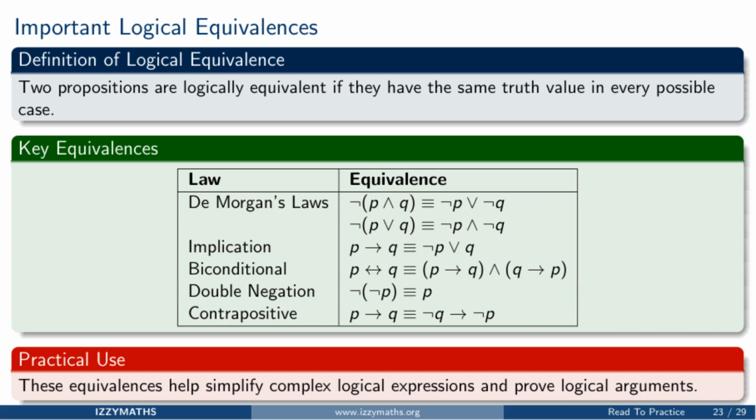Implication: P implies Q is equivalent to not P or Q. Biconditional: P if and only if Q is equivalent to the conjunction of P implies Q and Q implies P. Double negation: not not P is equivalent to P. Contrapositive: P implies Q is equivalent to not Q implies not P. These equivalences help simplify complex logical expressions and prove logical arguments. They're essential tools for advanced mathematical reasoning.